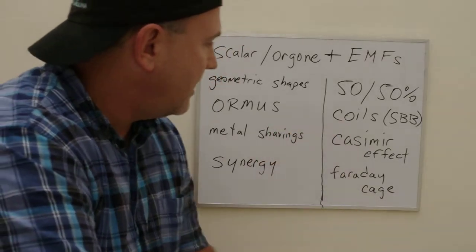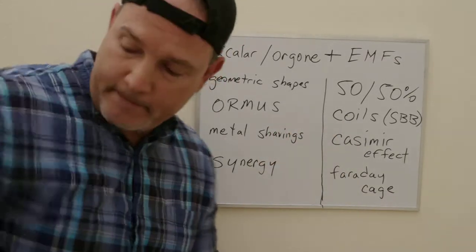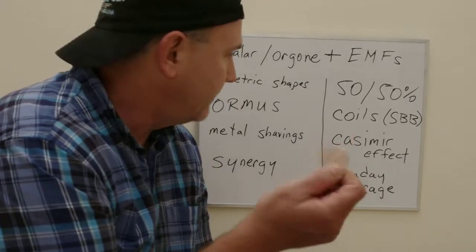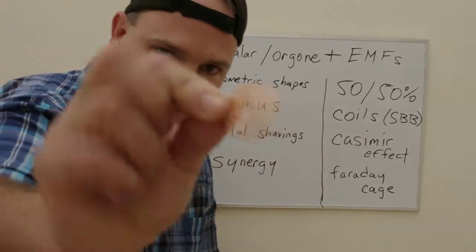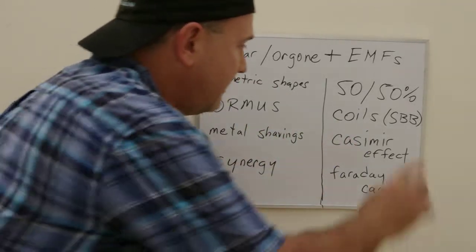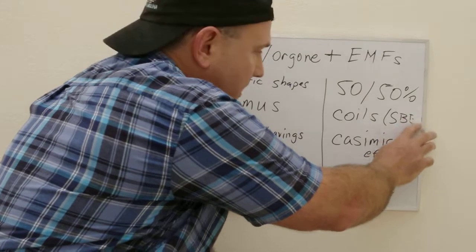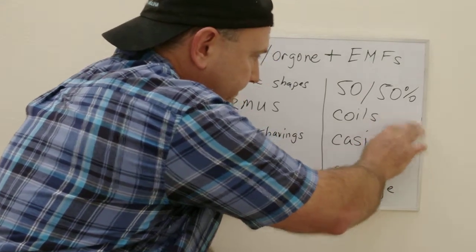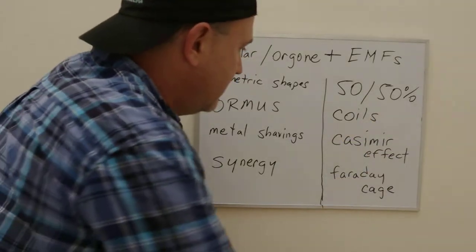In Orgonite, you should use coils. My favorite coil at this time is the SBB coil. It looks like this. And that will throw the energy in one way, outward from your piece. Now, there are different types of coils.